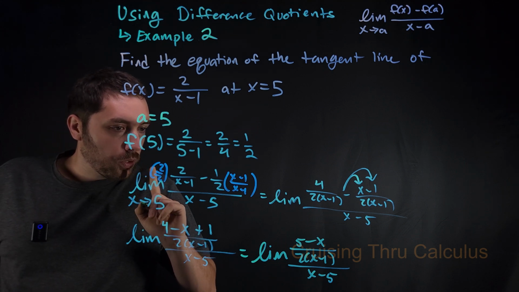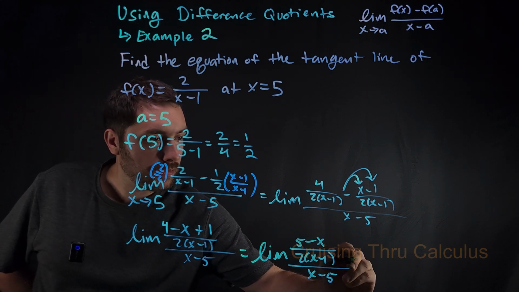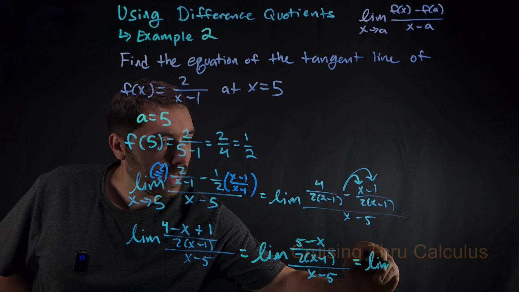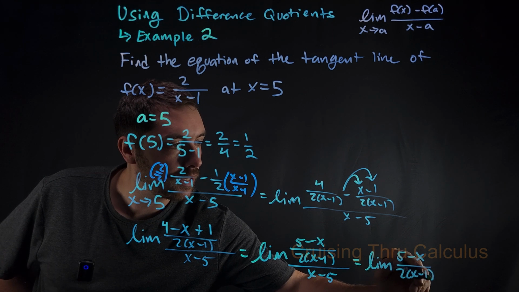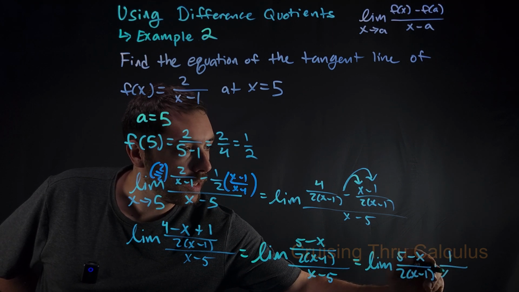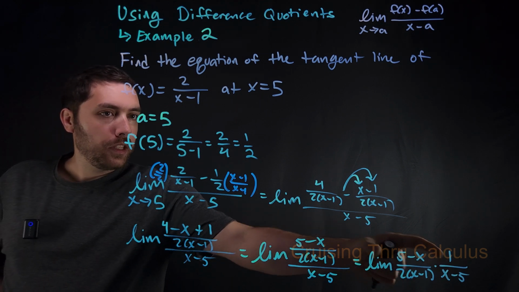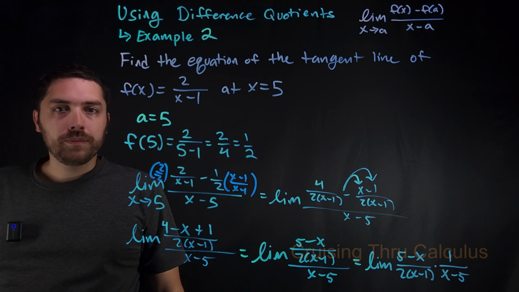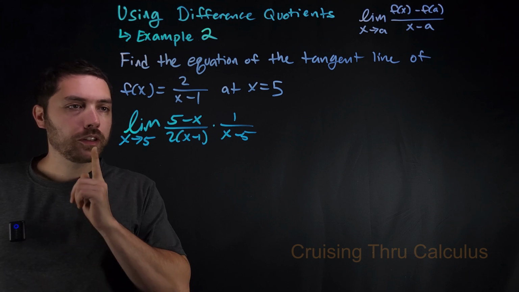Here, let's do this next. We're going to multiply by the reciprocal. So I'm going to take x minus 5 and I'm going to find the reciprocal and multiply by that. So we're going to get 5 minus x over 2 x minus 1 times 1 over x minus 5, like that. All right, now let me take this and move it up here and we'll continue. All right, I've taken what we had down here and I moved it up here. So let's look at this.